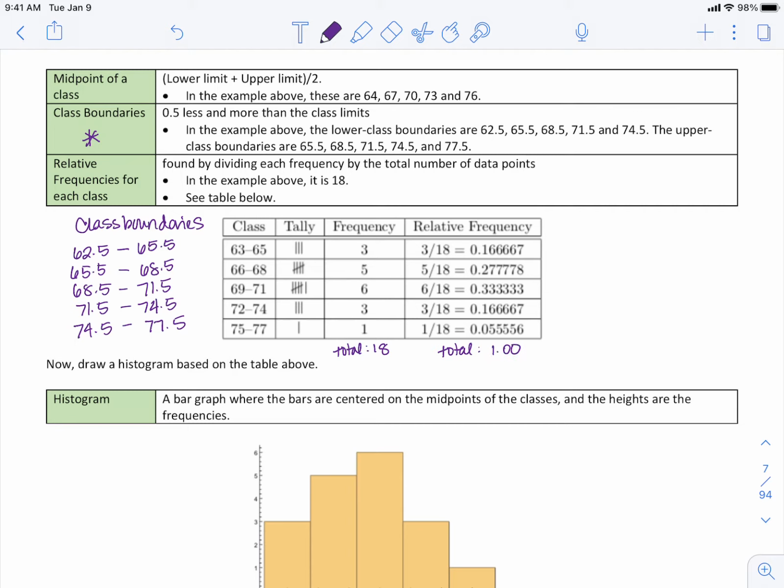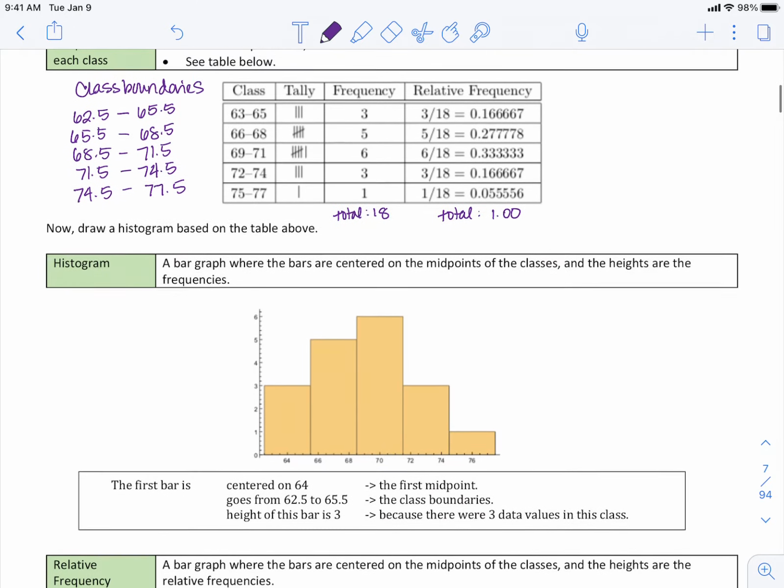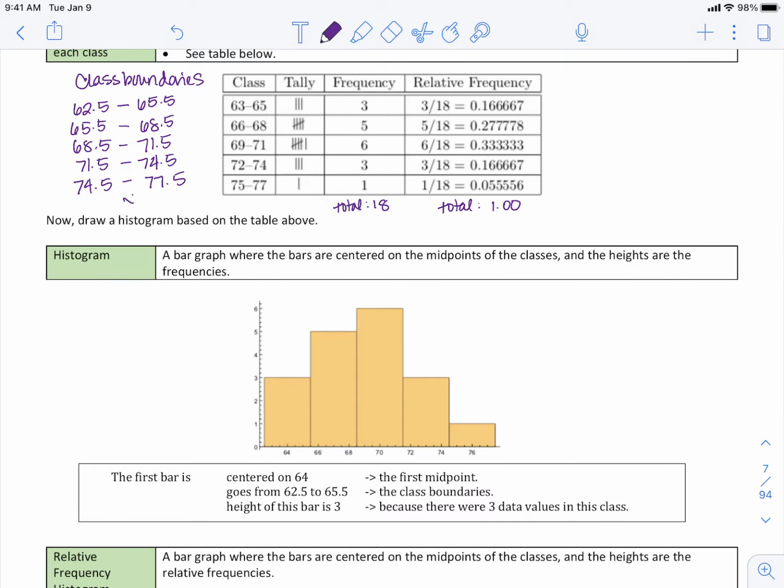All right, so now draw a histogram based on the table. So I'm going to use our class boundaries. This was an example they had given from the book. The class boundaries are actually what you will use to label the x-axis. So this is 62.5, this is 65.5, then 68.5, 71.5, 74.5, and 77.5.